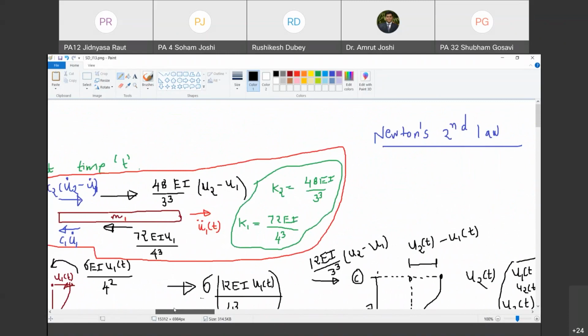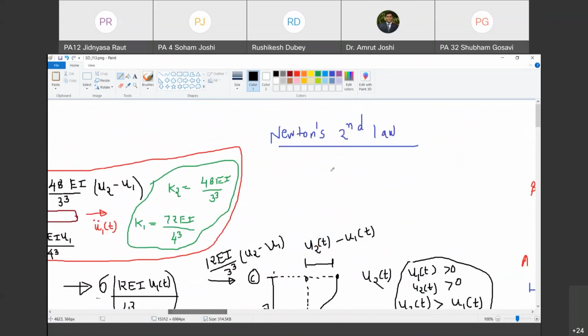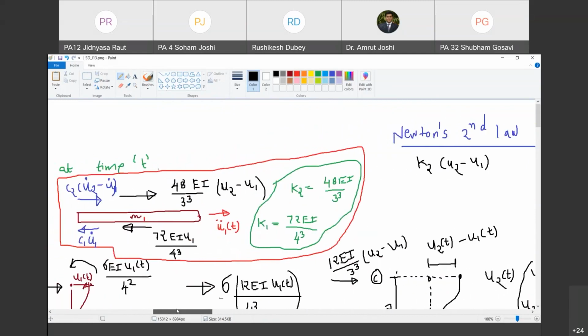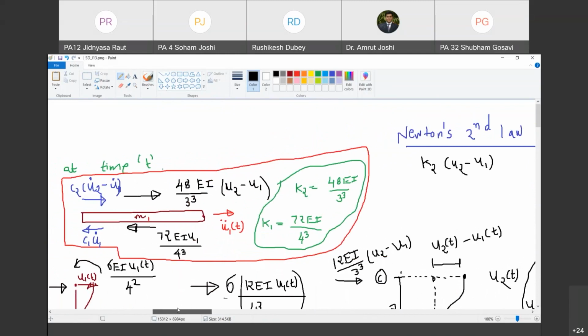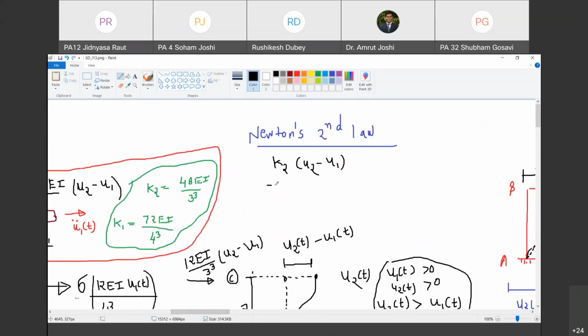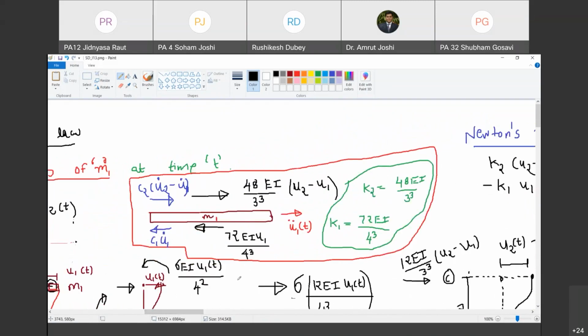So K2 into U2 minus U1 is towards right. I will write those forces towards right: K2 into U2 minus U1. K1 into U1 is towards left, so I will have to write minus K1 into U1. Then what is Newton's second law?